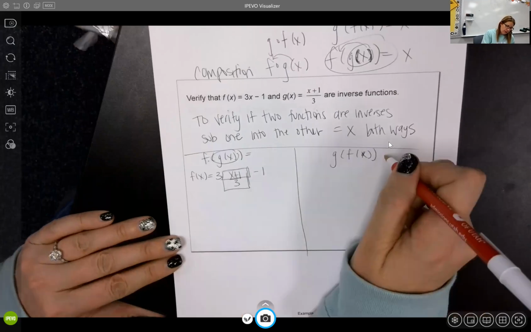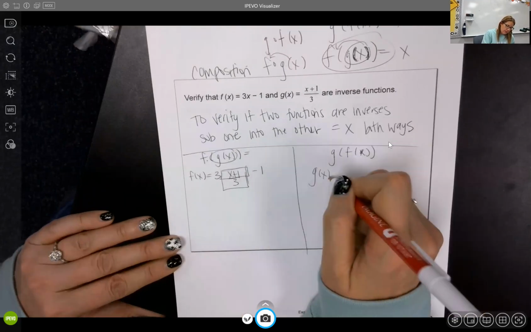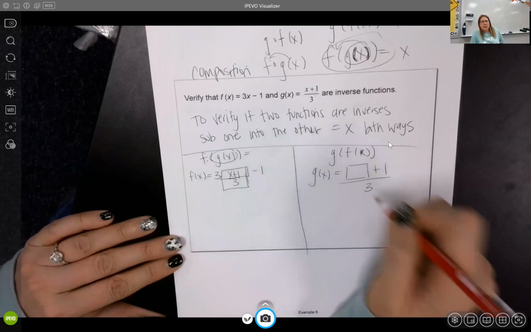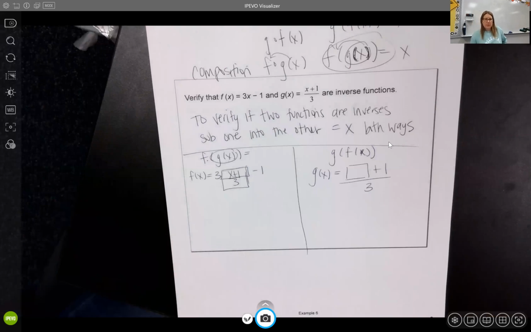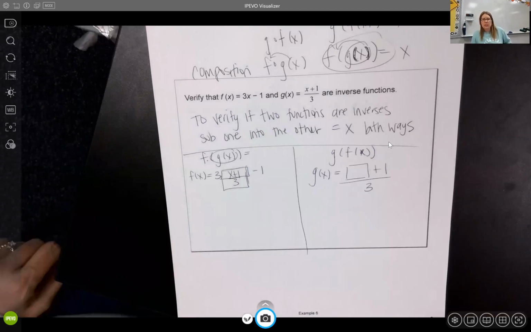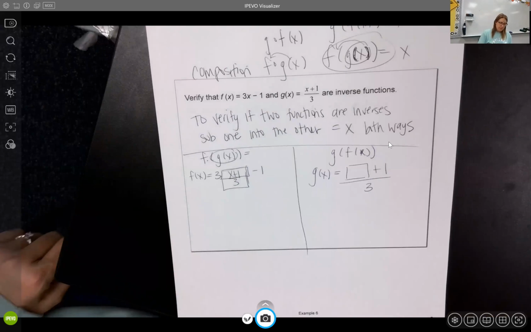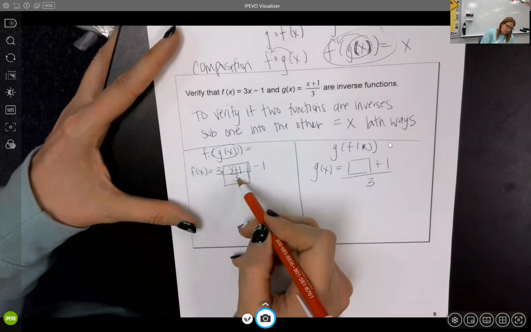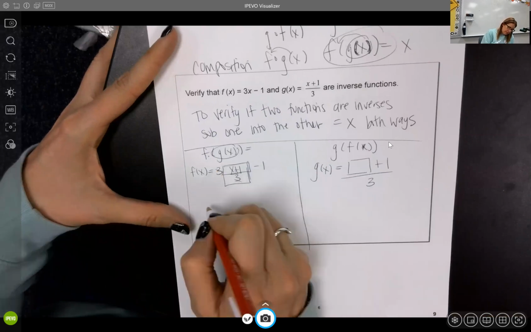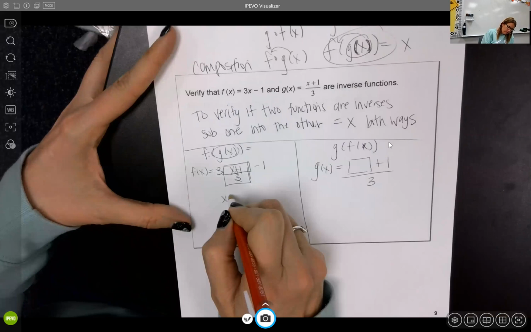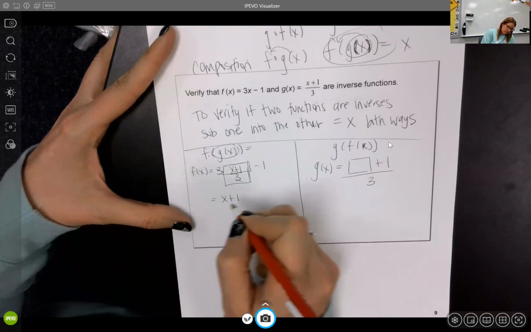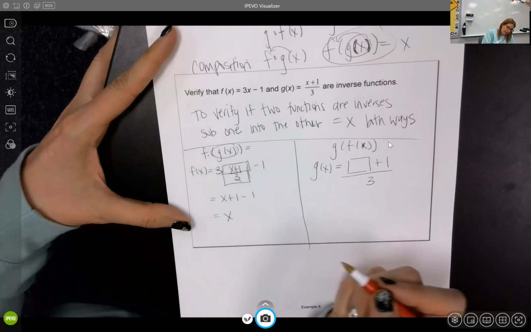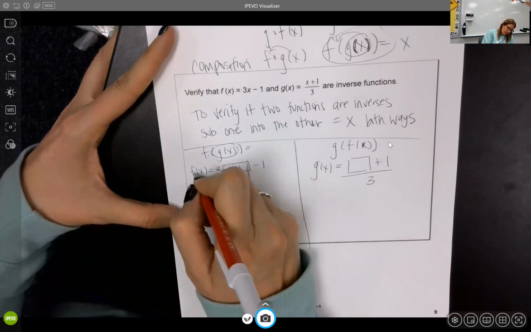I write g first, so g of x equals my box plus 1, and then the whole thing's divided by 3. Look at that for a minute and see if you can see the difference of substituting f into g or g into f. Here the 3 will cancel this 3 out, and I'm going to get x plus 1 minus 1, which is just x. So we simplified it. I should put a g of x right here to be more correct.